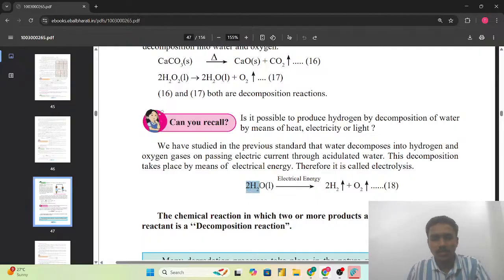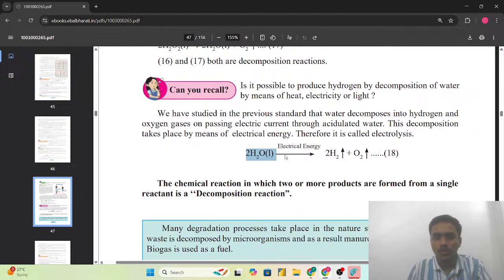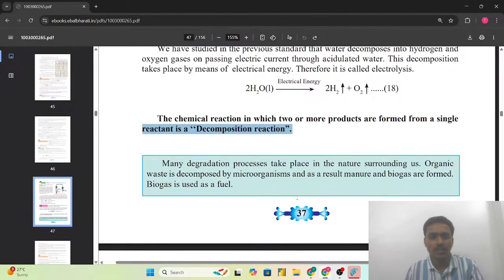So हमने स्टडी किया था कि वाटर अगर हम इलेक्ट्रिकल एनर्जी से इलेक्ट्रोलिसिस करते हैं वाटर का, so after that hydrogen and oxygen gas get separated. So here also one reactant and two products are forming. The chemical reaction in which two or more products are formed from a single reactant is called a decomposition reaction.